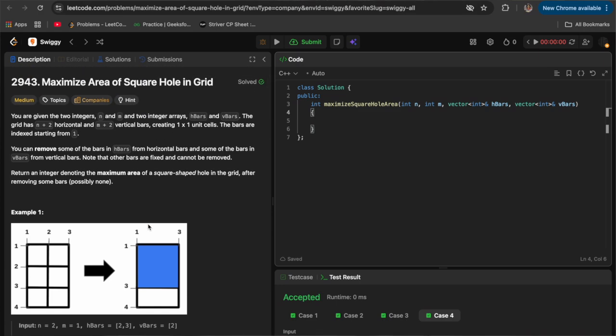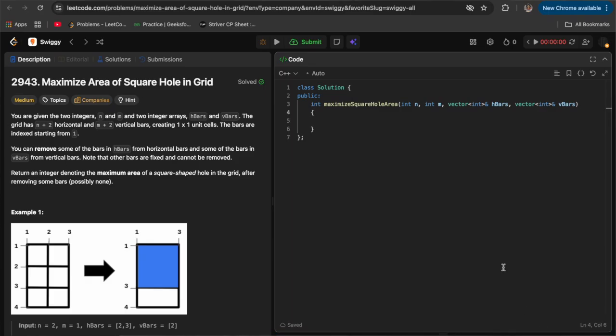And you can remove some of the bars in hBars from the horizontal bars and some of the bars in vBars from the vertical bars. Basically we can remove the bars that are given, the bars which are there in hBars, those horizontal bars we can remove. Here it is accepted, I just don't want to show you because I solved it yesterday.